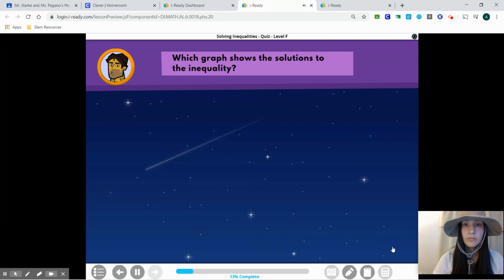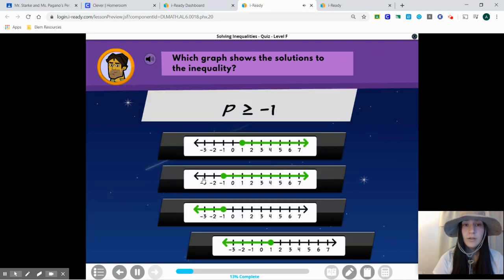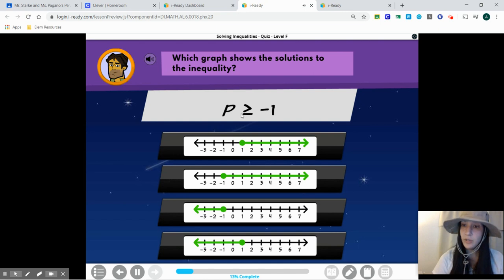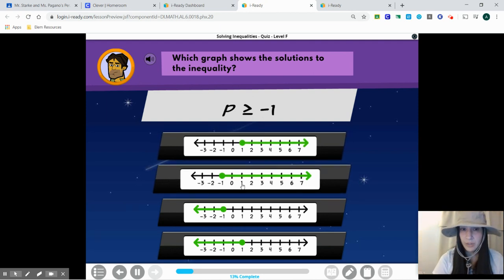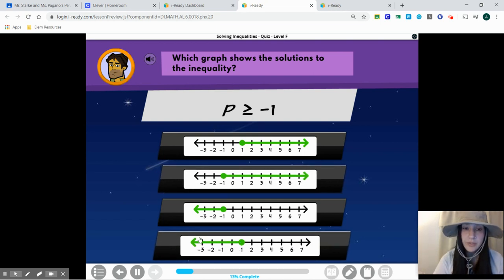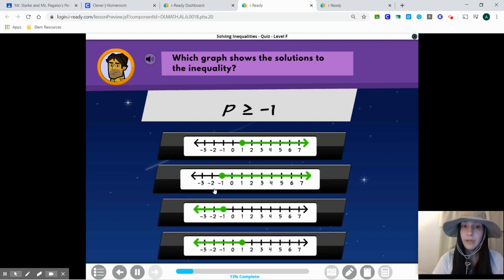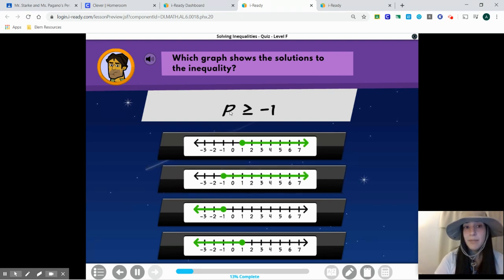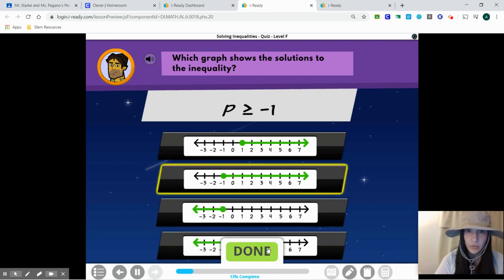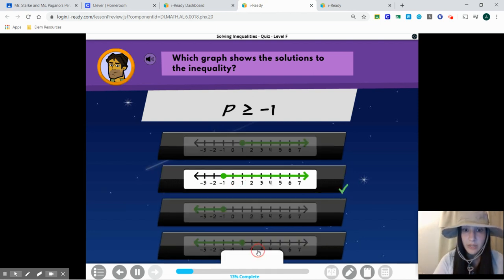Which graph shows the solutions to the inequality? Okay, p greater than or equal to negative 1. So closed circle. Oh man, they're all closed circles. We know we need to start at negative 1. So this first one's out and the last one's out because they're both positive 1. So we want one of the middle ones. Now we just have to figure out which way we want the arrow to point. We see that p's on the left, so that's good. Our arrow trick works, and we want the numbers pointing to the right because our arrow would be this way. So right here, this choice, we want all the numbers larger than negative 1. Done.